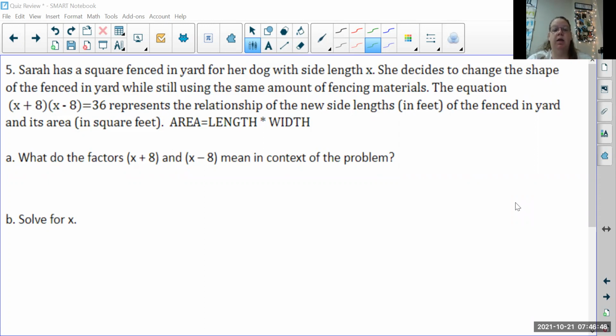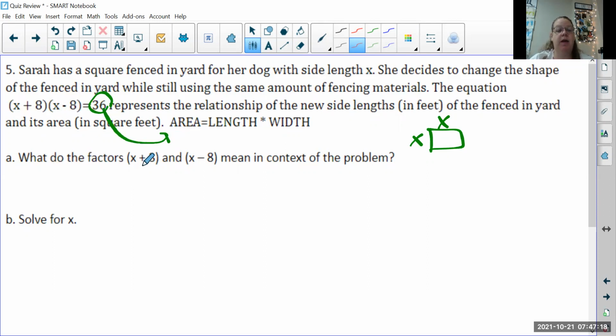So remember, it's the area equals the length times the width. So this is the equation of Sarah's new fence. Normally it started off as X and X and it was a square yard, but now she's changing it around. The first time she used 36 feet of fencing. So she's still going to use 36, but she wants to make it a different shape. So your hint here is that the area equals the length times the width. So here's my area, and then this is the length and the width.